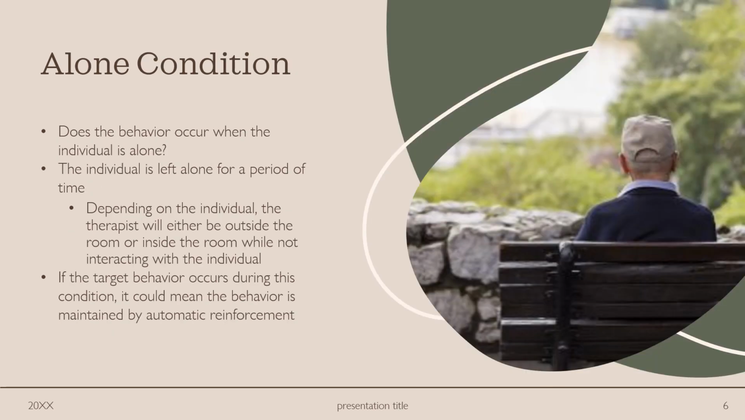The next is the alone condition. So the question asked is, does the behavior occur when the individual is alone? So during this condition, the individual is left alone for a period of time. Depending on the individual, the therapist will either be outside the room or inside the room while not interacting with the individual. So this just depends on the behavior that you're tracking. And if the target behavior occurs during this condition, it could mean that the behavior is maintained by automatic reinforcement.